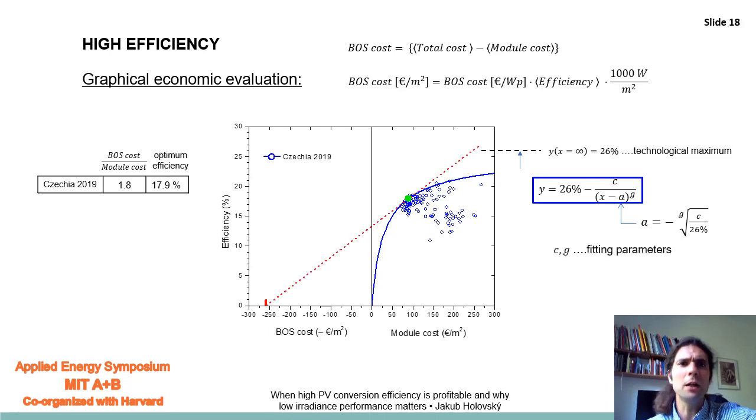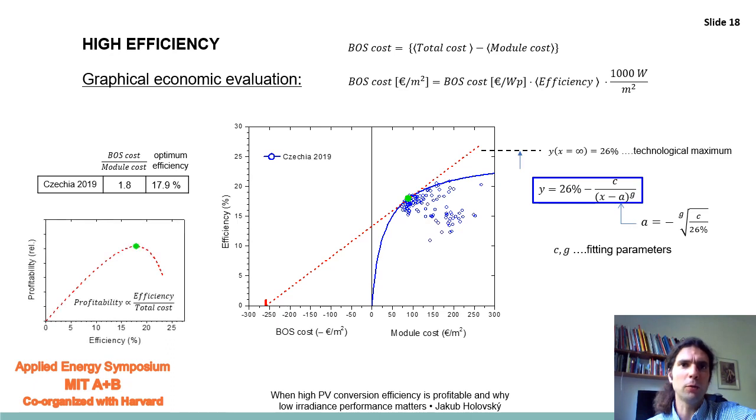Now, similarly to Martin Green, we plot the straight line expressing the cost of energy, and the most profitable is the tangent, and the touching point is the most profitable efficiency. If you do not believe me, you can calculate profitability and find the maximum.